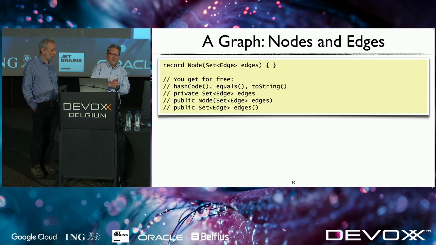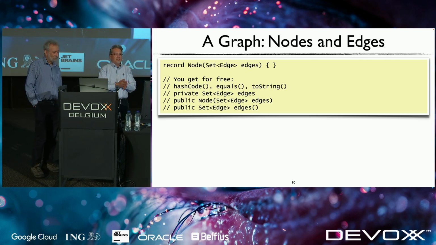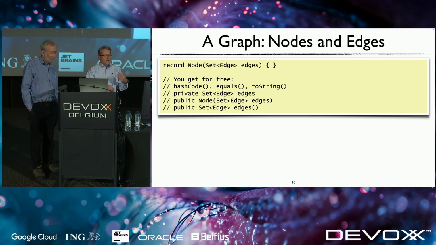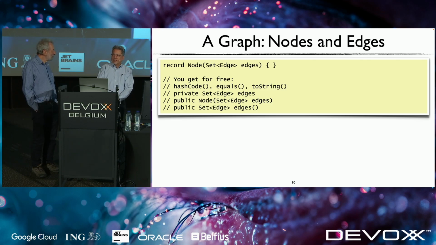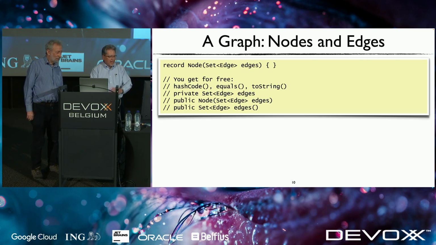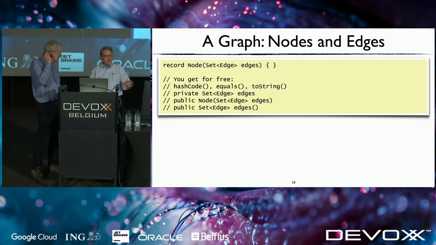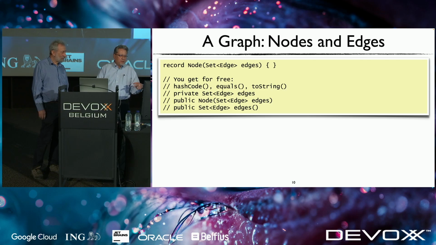Okay, so let's move on to an example, which is let's decide to have a class that contains a set of edges. So you have a graph that has nodes and edges. A node class, which we're going to represent as a record, contains a set of edges. So that's pretty nice because we just defined a record, and it provides a final field, and it encapsulates this field for you. And as I said before, it also provides hashCode, equals, toString, and a private field edges.